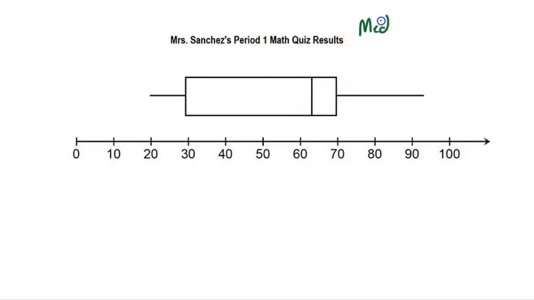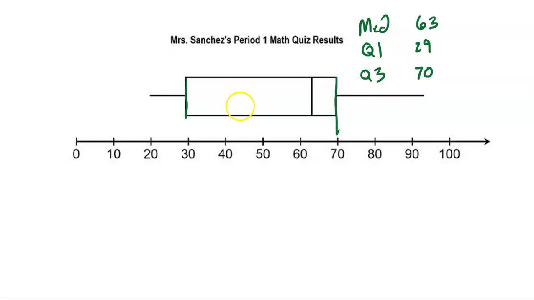The median. The median looks to be about 63, give or take 62, 64, somewhere around then. Q1, that's the left side of the box here. That looks to be just below 30, so maybe we'll say 29. Then we have Q3. That's the right side of the box. That looks to be pretty close to 70.